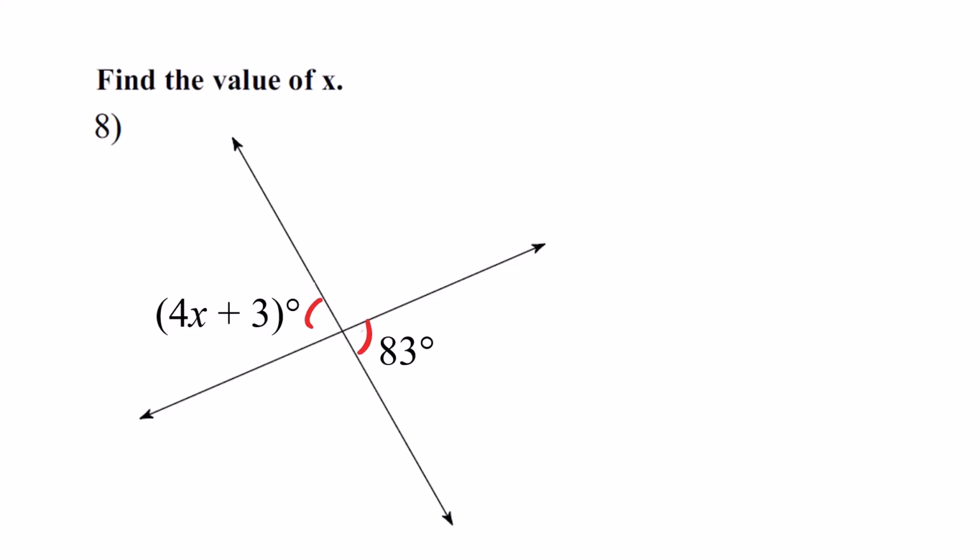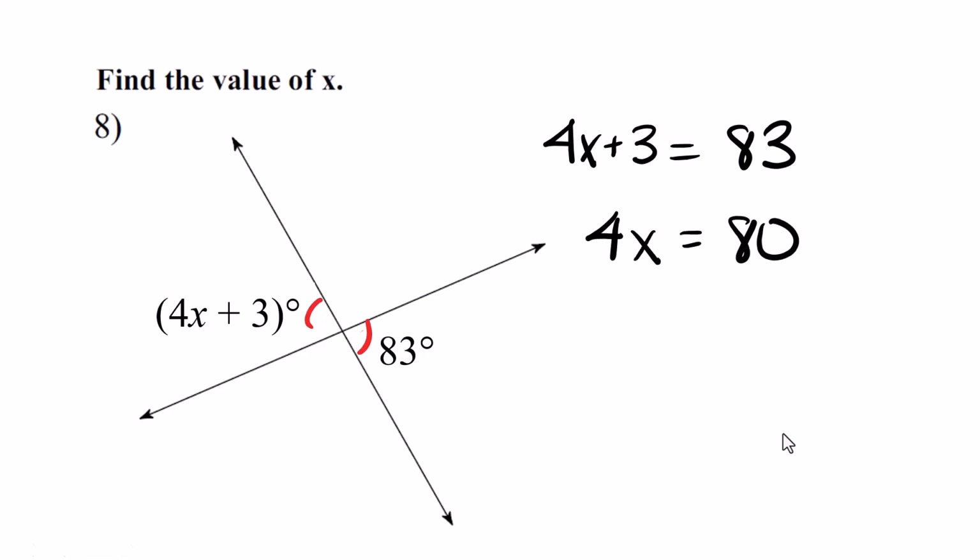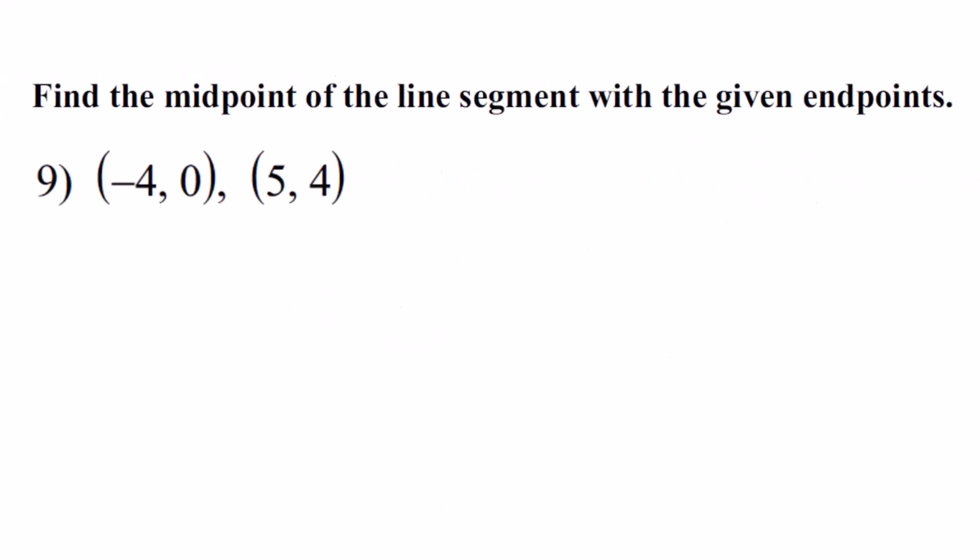These two angles are vertical angles, and vertical angles are equal to each other. The word for that is congruent. Vertical angles are congruent. So set 4x plus 3 equal to 83. Geometry done. Now you do the algebra. Subtract 3 from both sides. We're going to get 4x equals 80. Now divide both sides by 4. x equals 20. Try it.